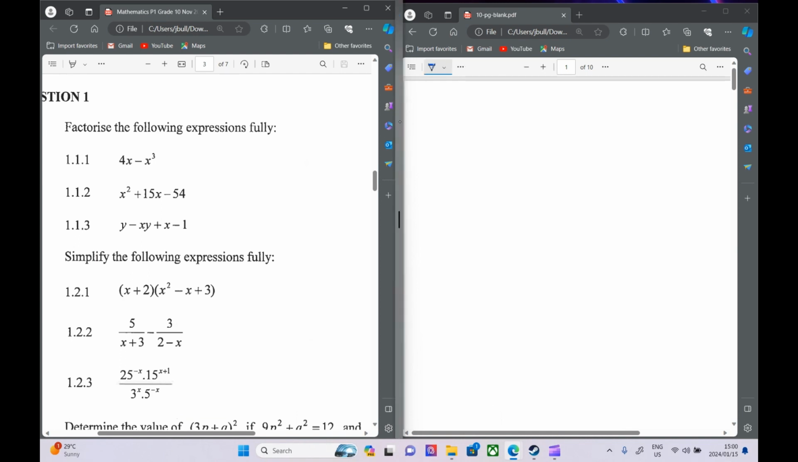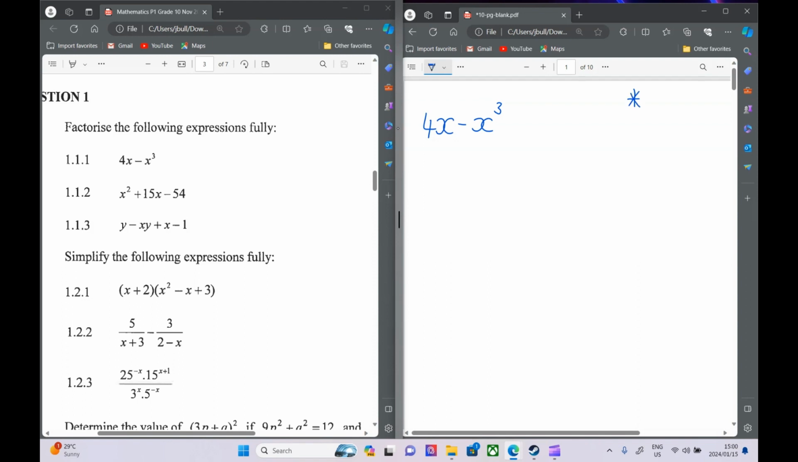So first of all we're going to look at this 1.1.1. So we need to factorise this 4x minus x cubed. Okay, with factorising I always try to check.